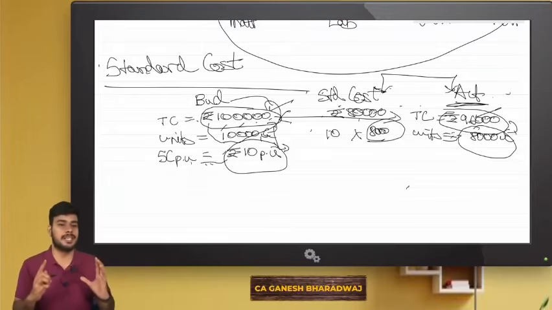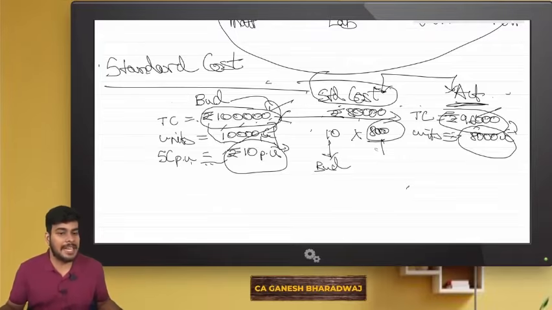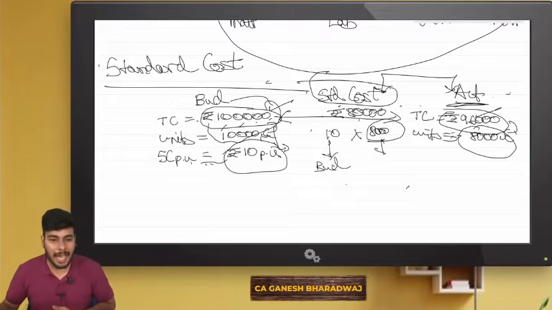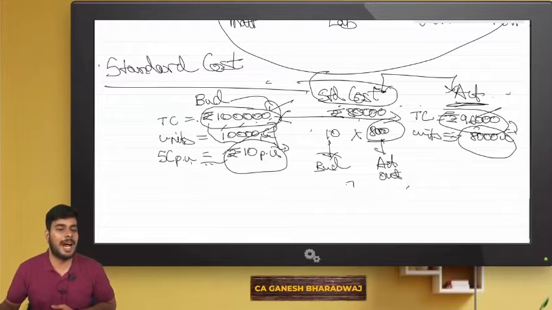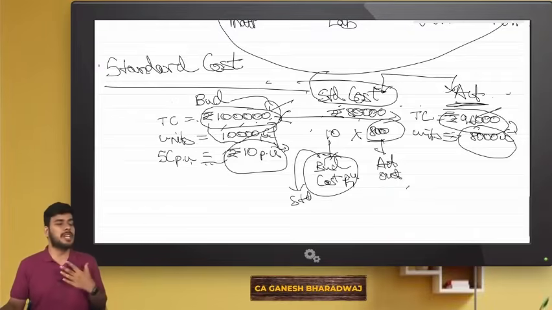What is the beauty of the standard? It partakes one character from the budgeted data and it marries itself with an actual data. For the actual output, I don't call it budgeted cost per unit. Instead, we call it standard cost per unit. When you are making it per unit, it's always called standard cost per unit.